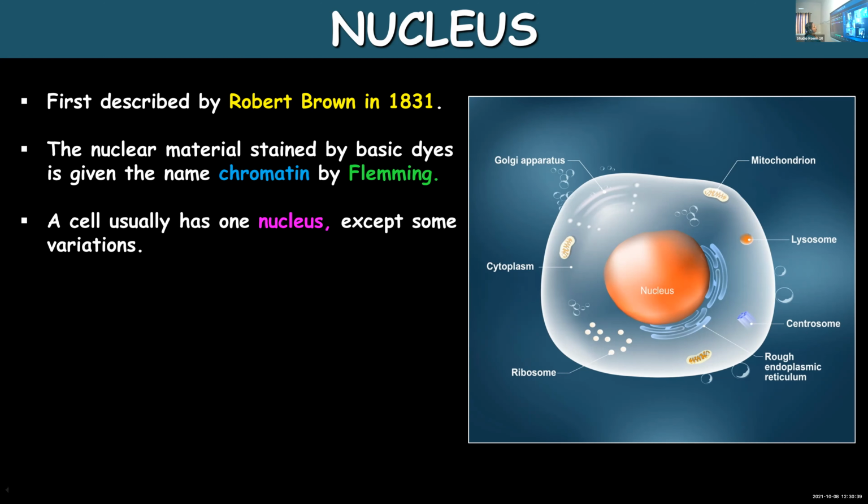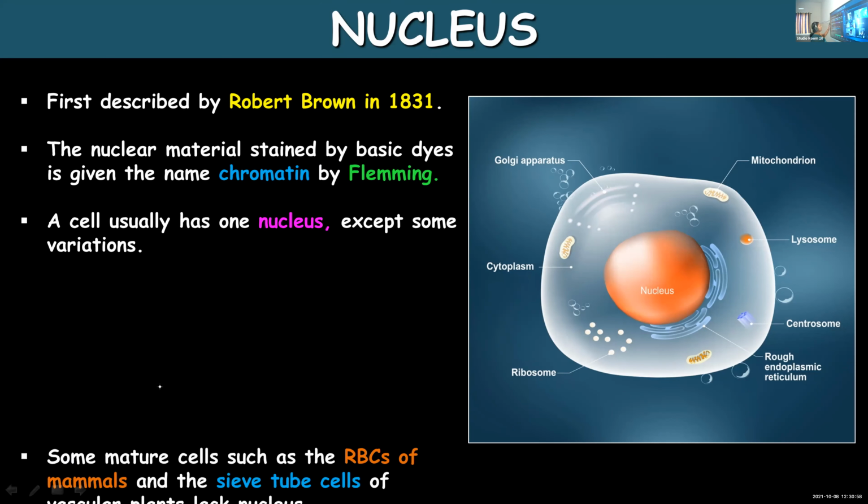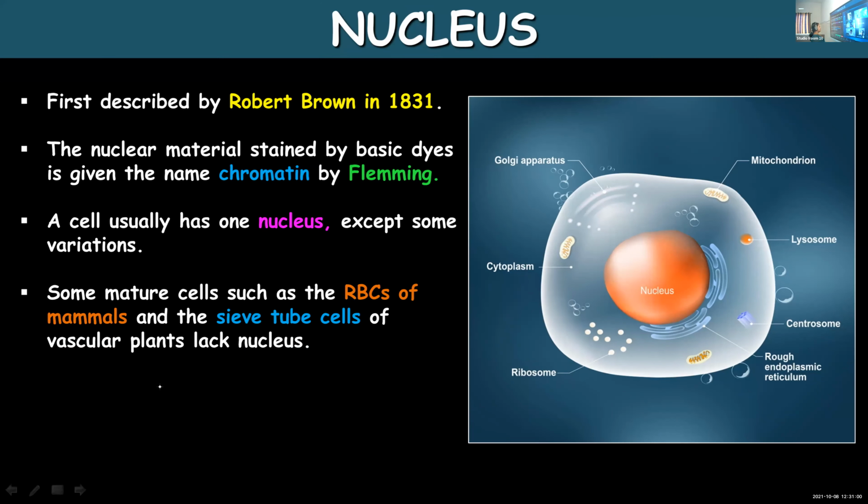A cell usually has one nucleus. Already you have learned that in a cell there will be one nucleus. But when we learned about biological classification, we learned about certain cells having many nuclei also. Some cells are multinucleated. Usually only one nucleus is present. Some mature cells, such as RBCs of mammals: once RBCs are formed, they will have a nucleus, but later that will disappear. And the sieve tube cells of vascular plants.